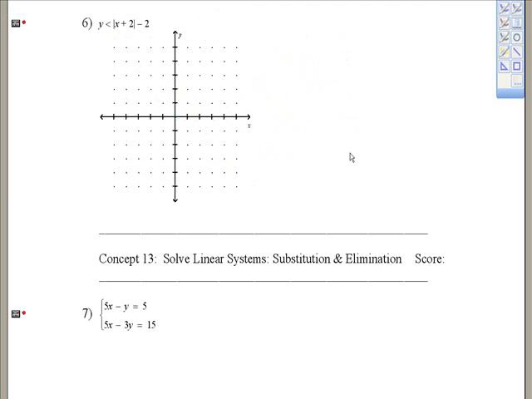6 was the hardest of the group. We've got not just that absolute value, but we're also having to deal with an inequality, the less than. Some of you guys did really well with that. Tell me about the absolute value. Which way does it open? Up. Where's its vertex? -2, -2. And then let's go ahead and find that vertex. -2, -2 is about right here.